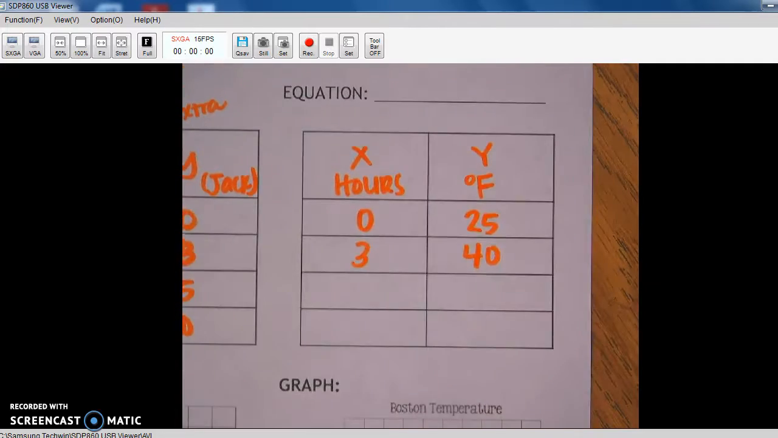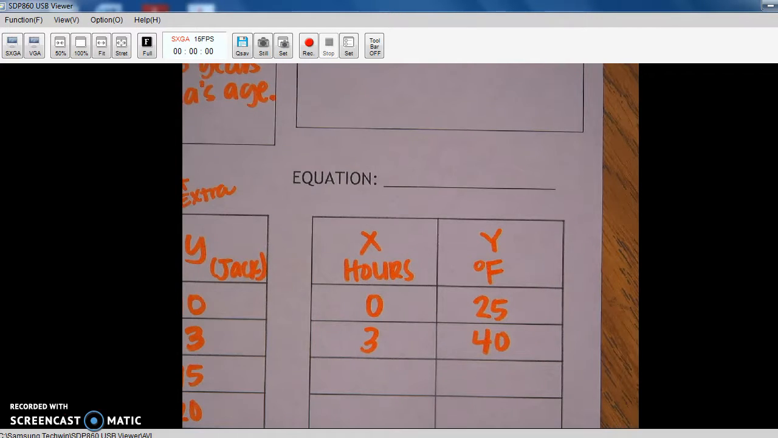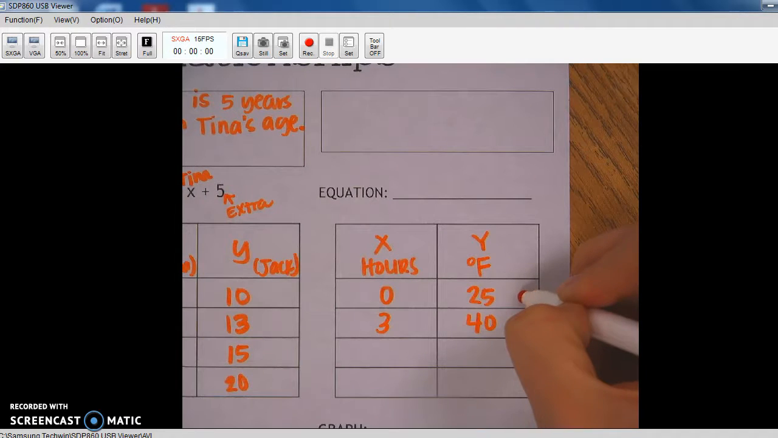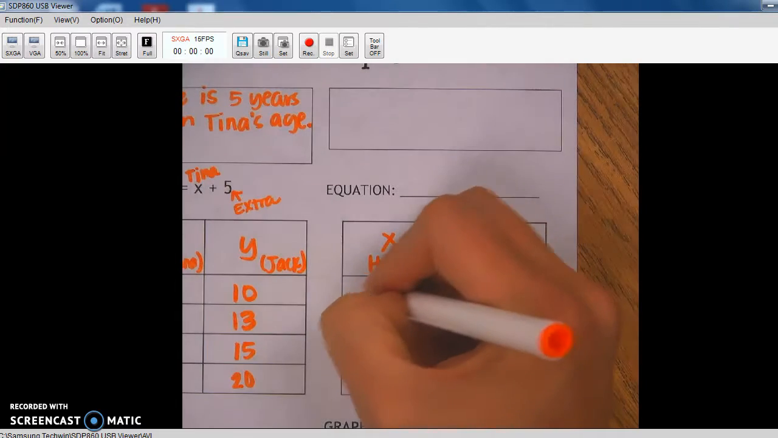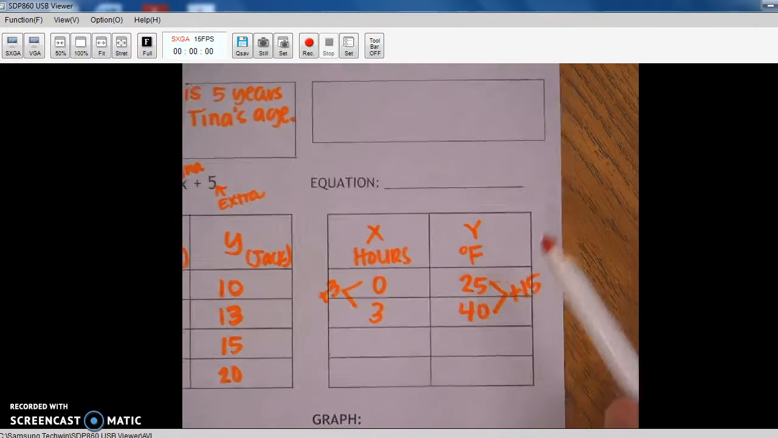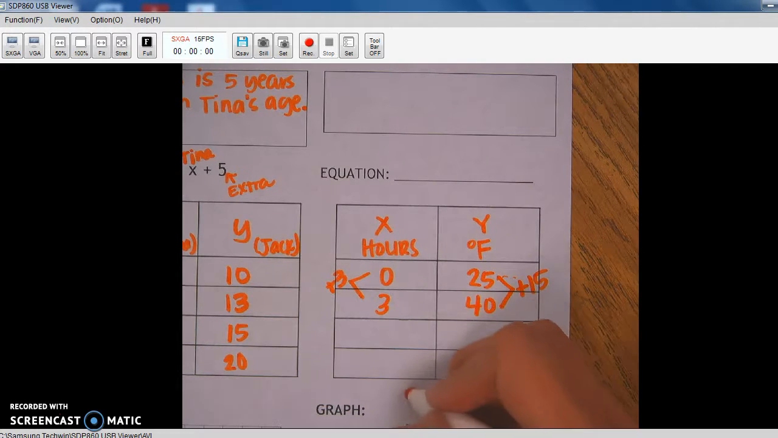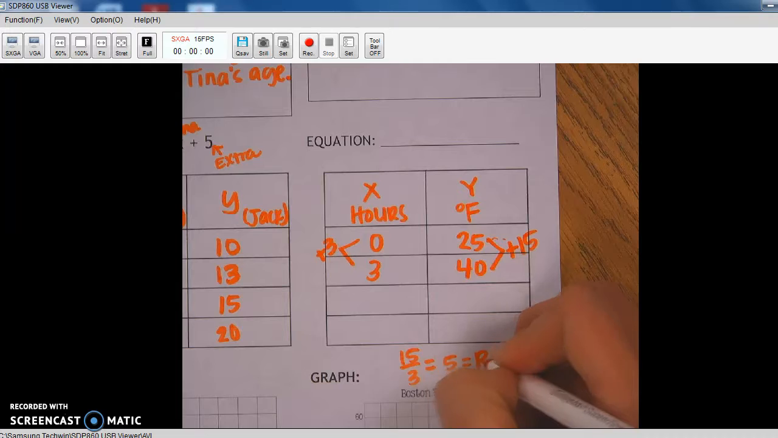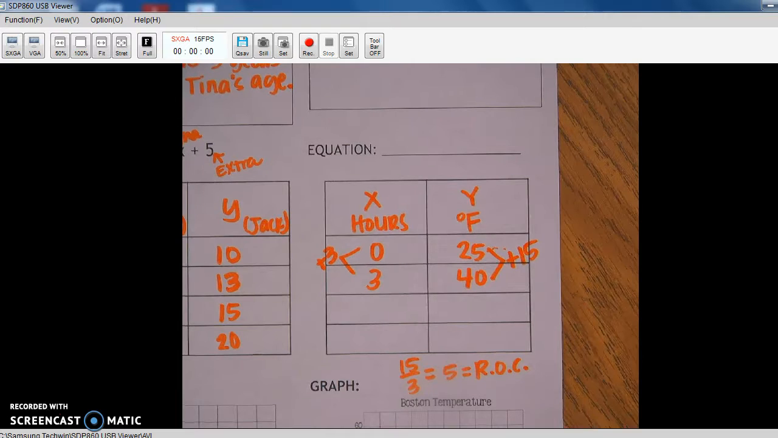Okay, now remember, to get my equation from here, all I need to do is find my rate of change. And I really only need 2 points to do that. So I have my 2 points, now I can find my rate of change. Remember to find rate of change from 25 to 40, we added 15 degrees. And from 0 to 3 hours, we added 3 hours. Remember, to get my rate of change, I divide change in y, so 15, divided by change in x, which is 3. 15 divided by 3 gives me 5, which is my rate of change. That means the temperature increased 5 degrees per hour.